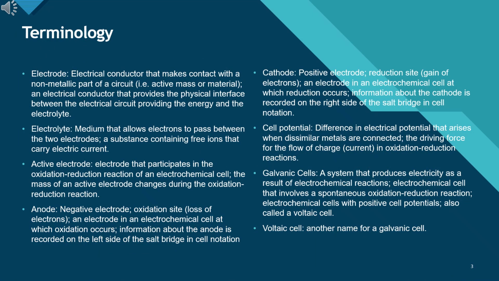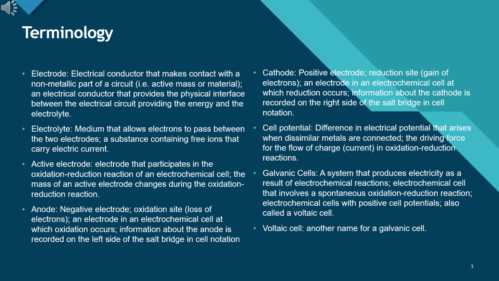Terminology. Before we go deeper, we need to be comfortable with key terminologies. Electrode. This is the part of a battery that connects the external circuit to the internal chemistry, allowing energy to flow. Electrolyte. Think of this as the medium that allows ions to move between the electrodes, enabling the battery's chemical reactions. Active electrode. This is the electrode that participates in the electrochemical reaction. Its mass changes as the battery charges and discharges.